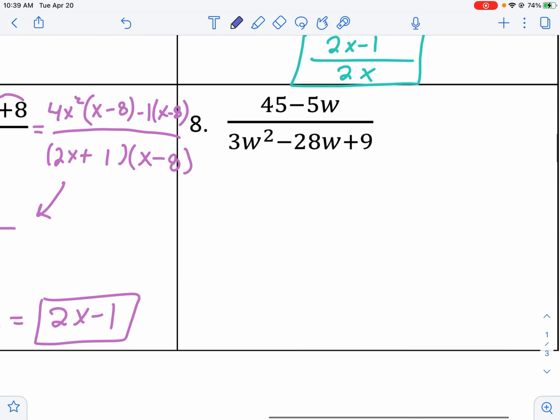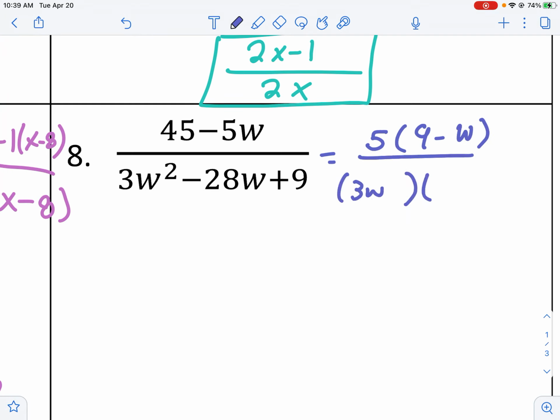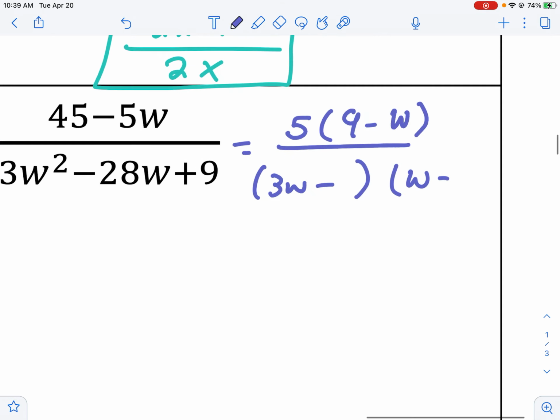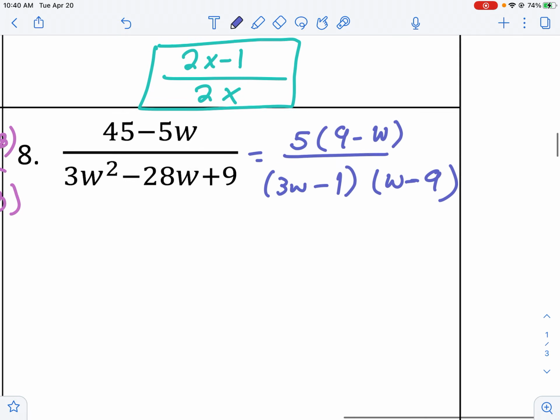And then lastly right here we have number 8 on the simplifying. So let's pull out the 5 there. 5 comes to the front. 9 minus w. And then we have 3w and w. Let's see. I'm going to guess it's going to be like a plus. Oh, they're both minuses. Okay, can do that. So this is minus minus. And then it's got to be 3 and 9 makes 27. I like that. And then 1. 27 minus 1. Yeah, that's good.